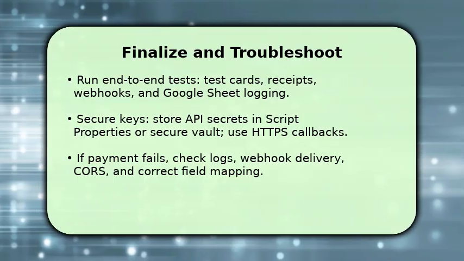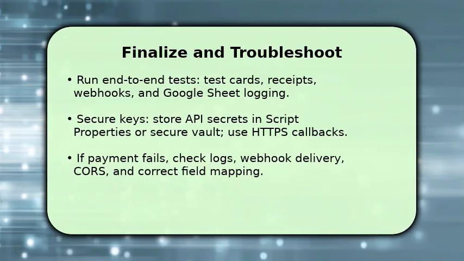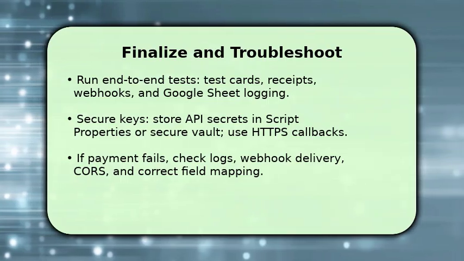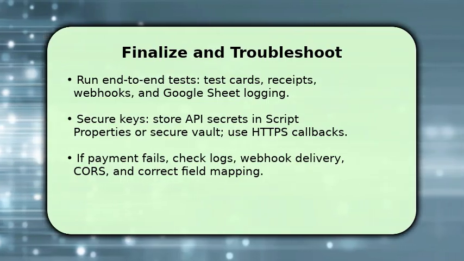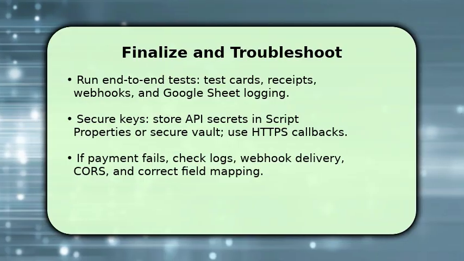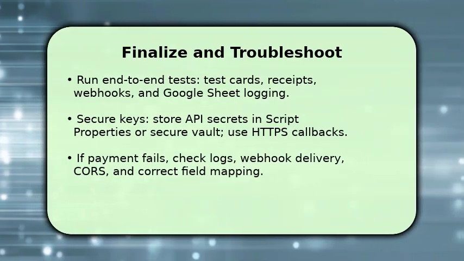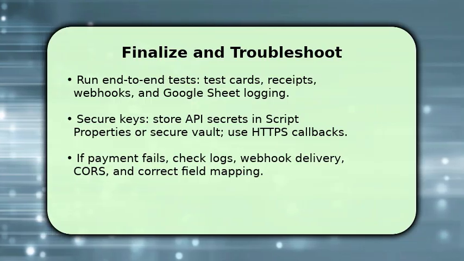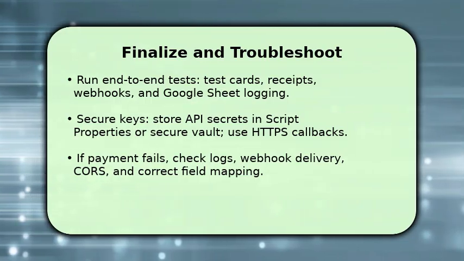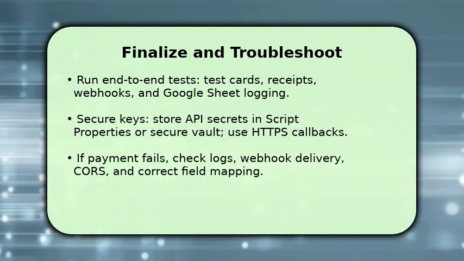Write a clear submit button label, enable response receipts, and restrict form access if required. Turn on live mode for your payment provider and switch API keys from test to live. Monitor transactions in your processor dashboard and the linked Google Sheet for at least 1 day to confirm reliability.